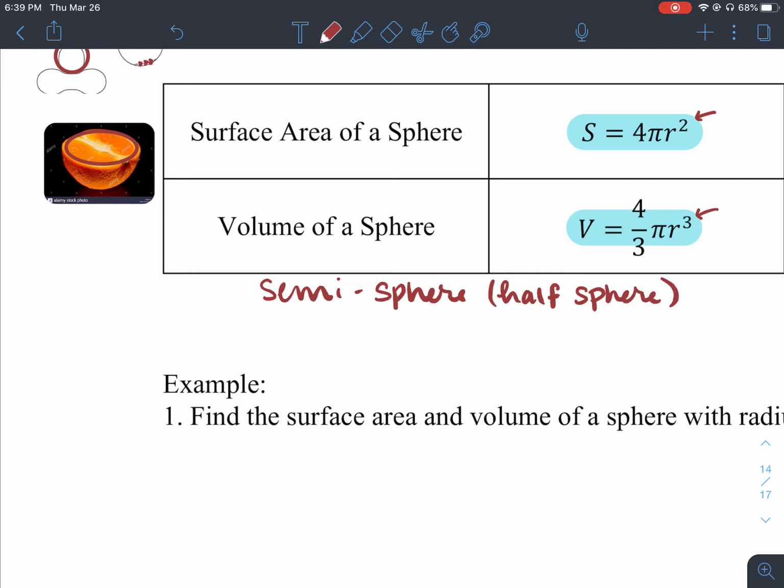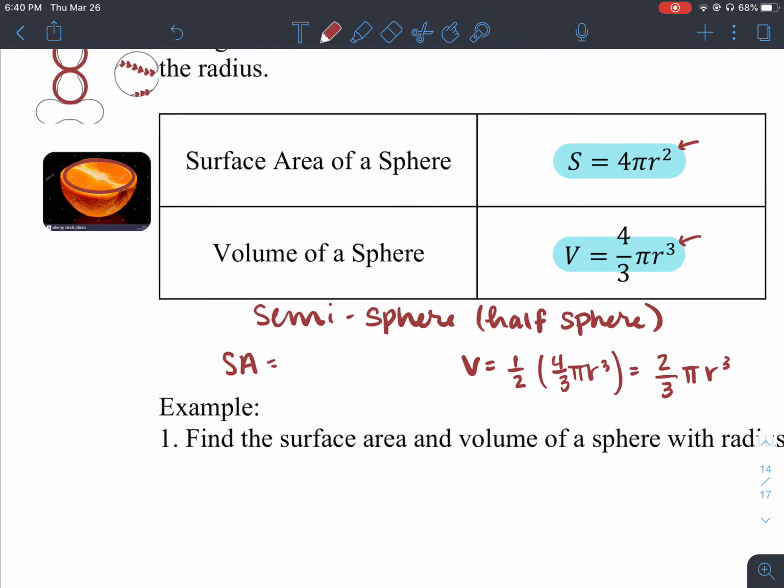You may see these. You won't see many of them, but if you do, I want to show you what the formulas are for them. We're going to talk about surface area in just a minute. It's a little bit more complicated, but the volume of a half sphere is literally just half the volume of a full sphere. So this is 1/2 of 4/3 pi r cubed, and we can clean up that fraction a little bit, and it becomes 2/3 pi r cubed. So that's the volume for a semi-sphere, the volume for a half sphere.